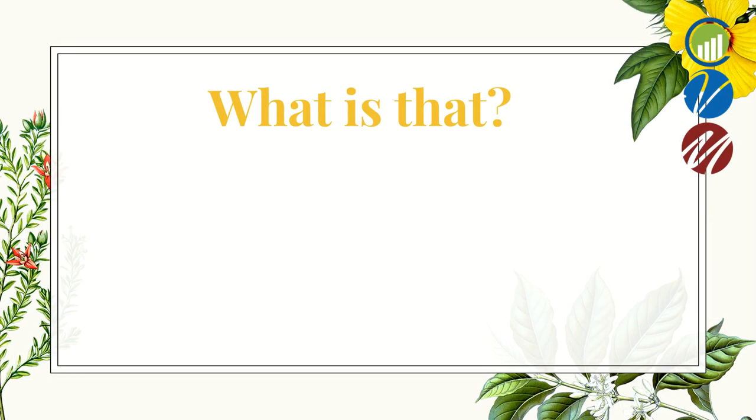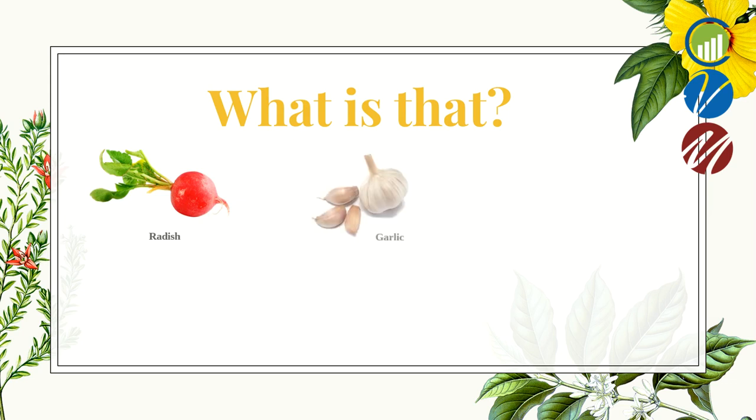Now, talking about fruits. There are fruits, grains, and roots. Plants produce all kinds of foods. For example, the radish, which is a root. The garlic, which also is a root. Peas, called fruits.